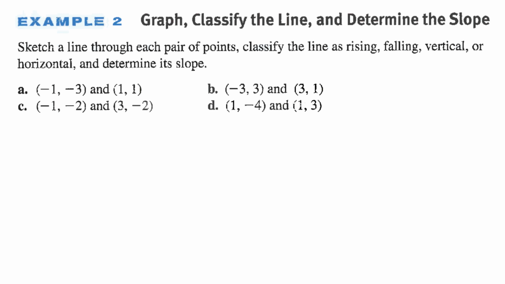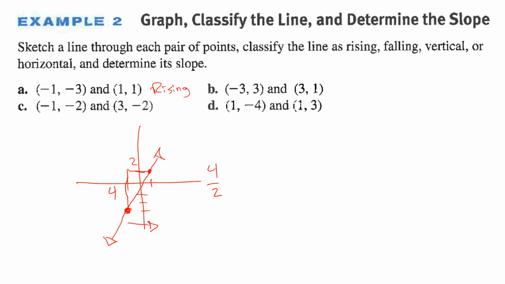All right, so let's sketch a line through each pair of points. Negative 1, negative 3 would be right here. 1, comma 1 would be right here. And so it says classify the line as rising, falling, vertical, or horizontal. So we always think about this as going from left to right, just the way we read. And think about if you were having to walk either up or down this line. So this is walking uphill. So for part A, this would be rising. Let's find out its slope. We go up 1, 2, 3, 4. And we go over 2. So 4 divided by 2. We have a slope of m equals 2 for part A.